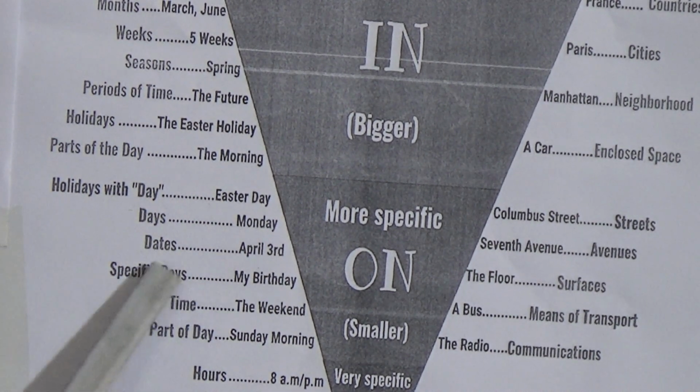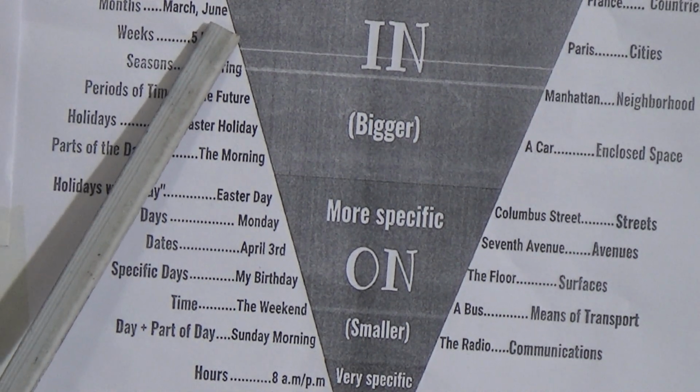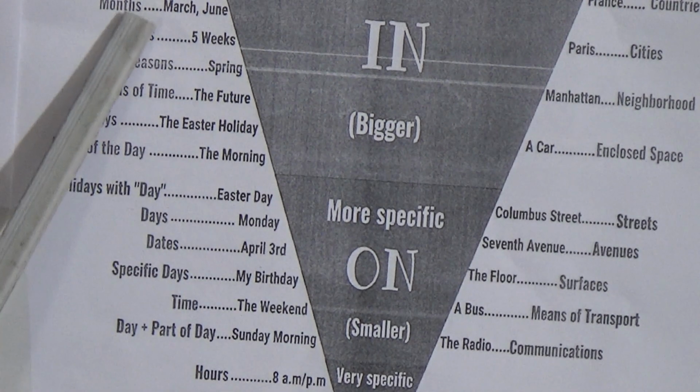But if there's only the name of the month, like March, June, January, February, July, August, we will use in.